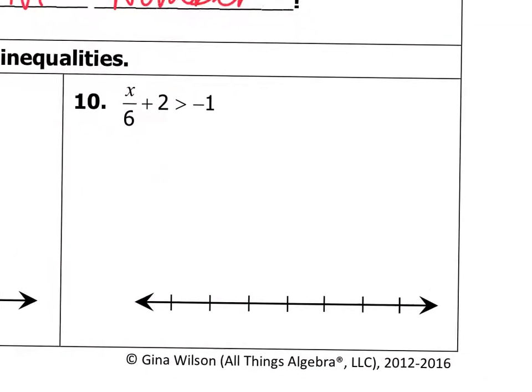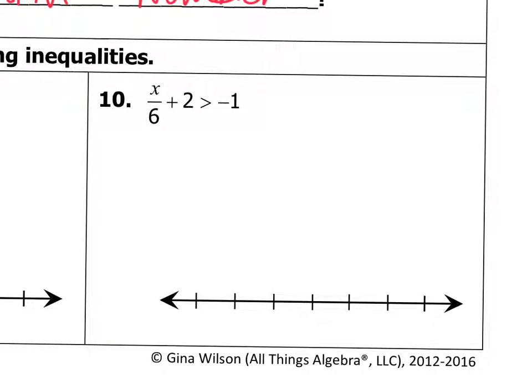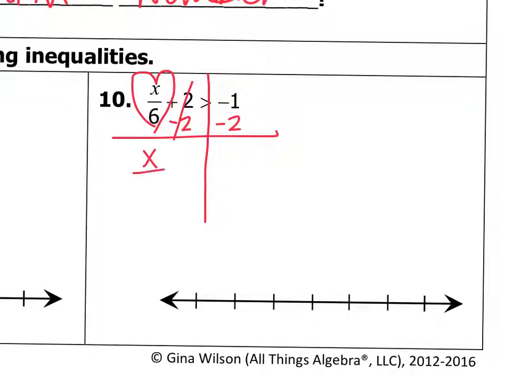Okay, let's do number 10. So here's my heart. I'm going to draw my heart over x over 6. Are there any negatives in the heart? No, so you don't have to worry about flipping it. So you just solve it like normal. Draw your line, subtract 2 from both sides. So I have x over 6 is greater than negative 3. Now who remembers, how do I get rid of a divided by 6? Multiply by 6. So I have x is greater than, what's that, negative 18?